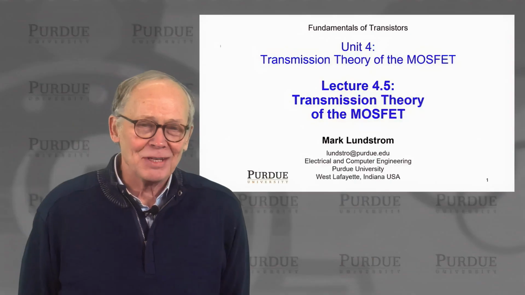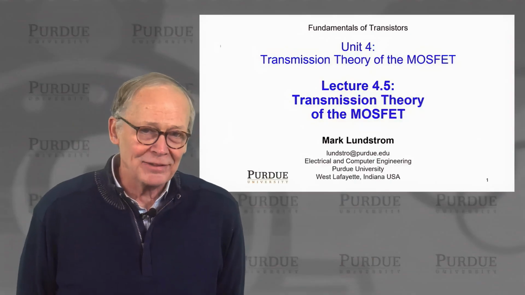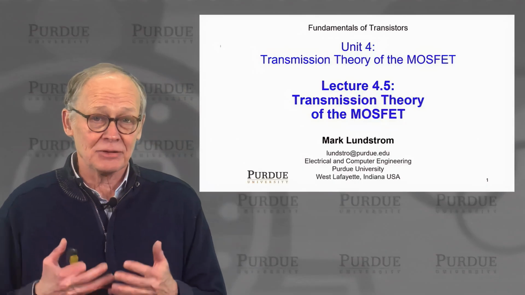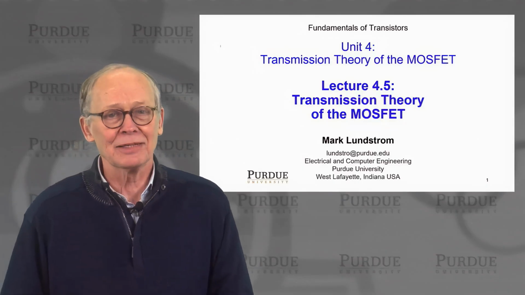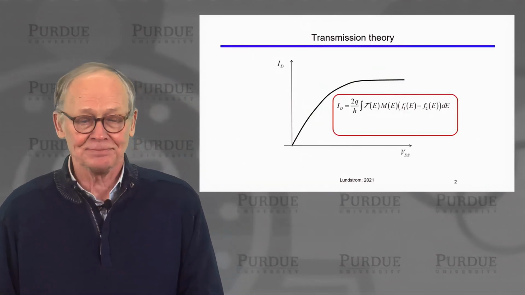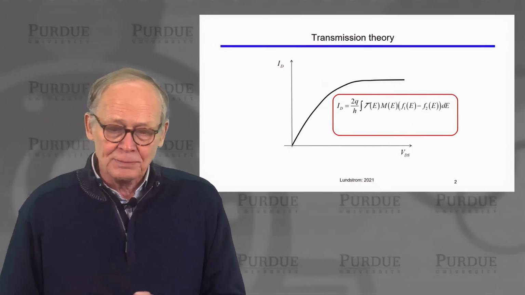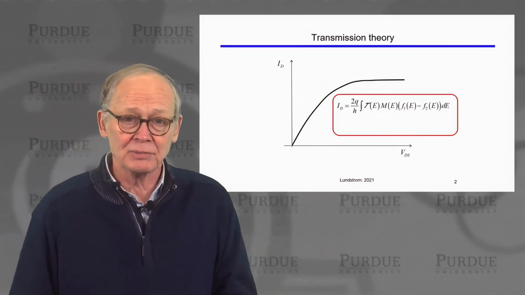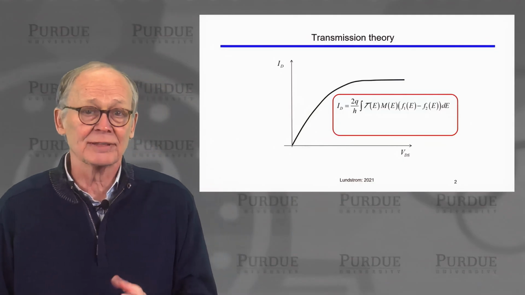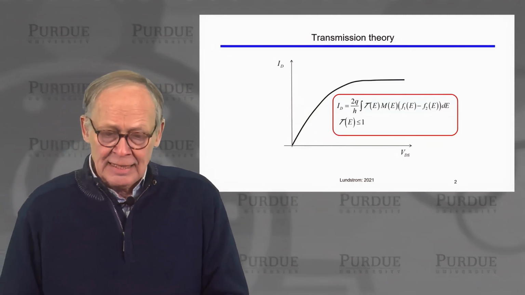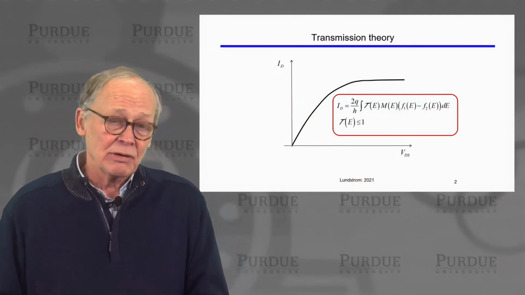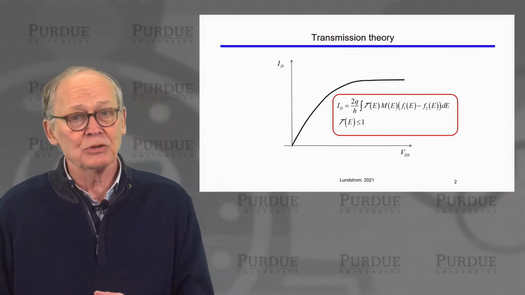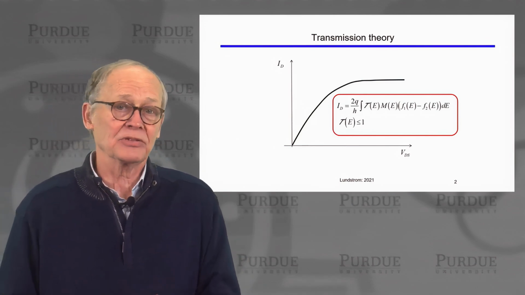Well, welcome back. We are ready to complete our theory of the MOSFET. We call this the transmission theory because the transmission parameter plays a key role in this theory. So recall, we have an expression for the current that involves the transmission, the number of channels, and the Fermi functions in the two contacts. In this lecture, we're going to allow the transmission to go between 0 and 1. We're not going to assume it's 1 as we did for the ballistic MOSFET.